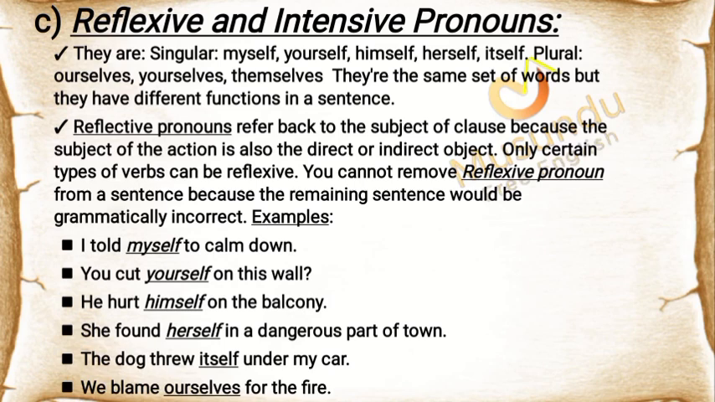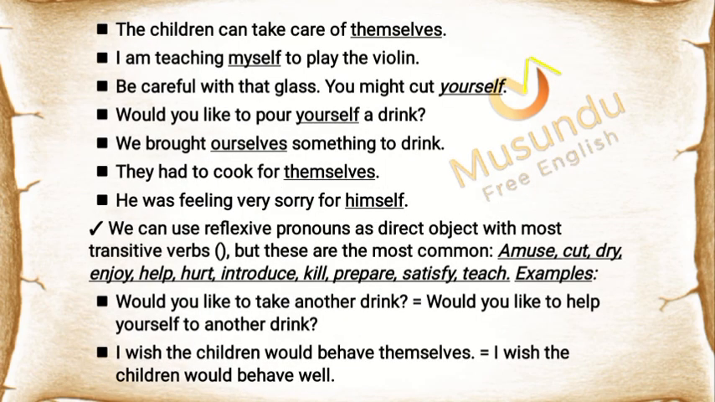Examples: I told myself to calm down. You cut yourself on this wall. He hurt himself on the balcony. She found herself in a dangerous part of town. The dog threw itself under my car. We blame ourselves for the fire. The children can take care of themselves. I am teaching myself to play the violin.